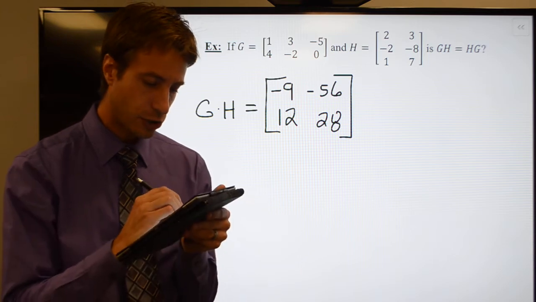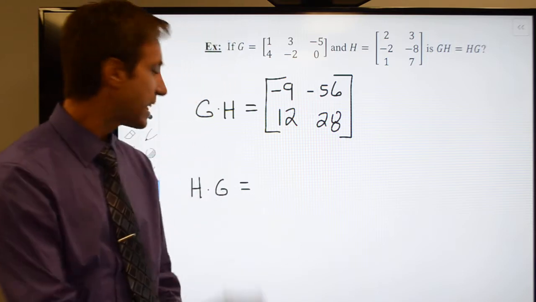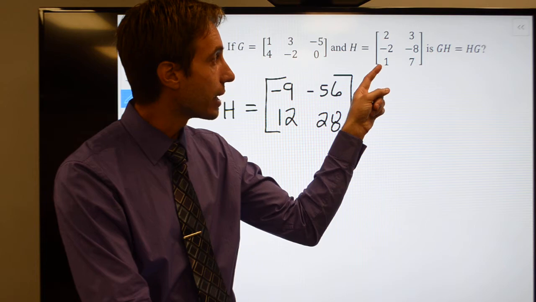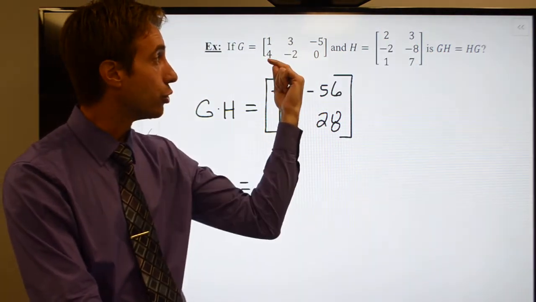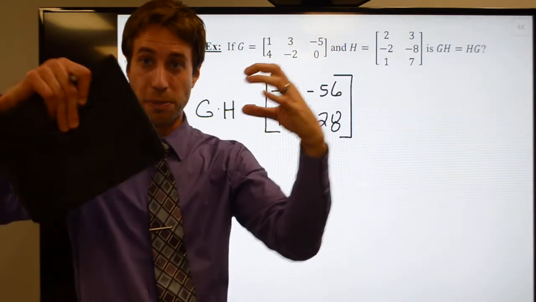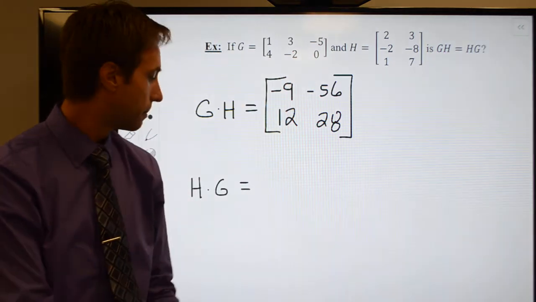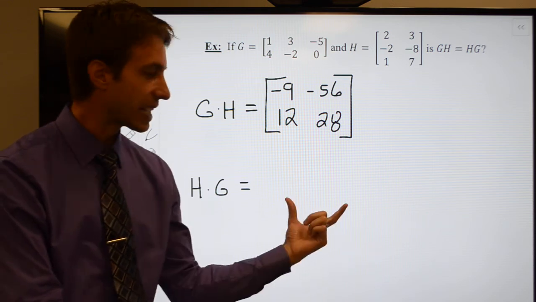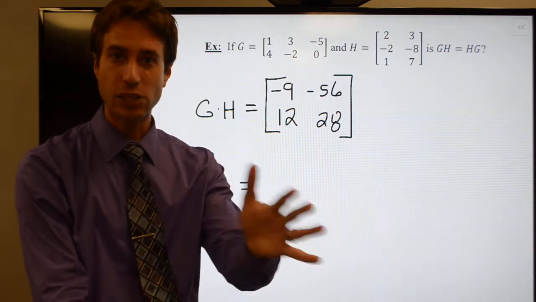What if I did H times G? Well, first let's figure out, is H times G even defined? Well, H is a 3 by 2 matrix, 3 by 2. G is a 2 by 3. 3 by 2, 2 by 3. The middle numbers, the 2's, they match. They're the same number. So yes, I can multiply H times G. The question is, what I get here, is it going to be the same as this? Again, we already know the answer is no, but I just want to prove it to you.